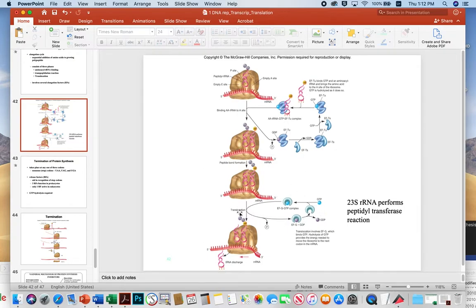The transpeptidase reaction is pictured here, where you're seeing elongation factor G form a GTP complex and facilitate translocation of this chain here. These two amino acids get added to this amino acid, and that's what's pictured here. And of course, the ribosome slides over. And that process, as I said, is facilitated by elongation factor G and the hydrolysis of GTP.